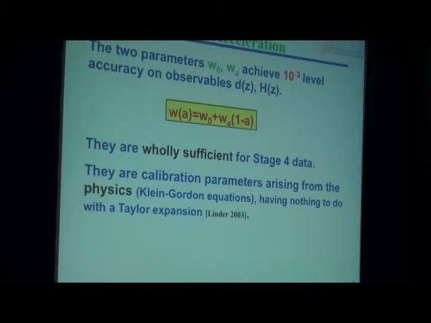And again, there's physics behind that. We live in an old universe. You have exact solutions of the Klein-Gordon equations that you've recalibrated by stretching the time. And that's where they come from. Okay? If you look back at the original papers, Taylor expansions are never mentioned anywhere in there. People look at this and they say, oh, that's a Taylor expansion around a equals 1. That's not where they came from. They came from the physics.